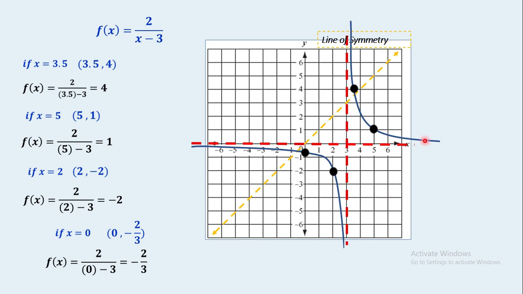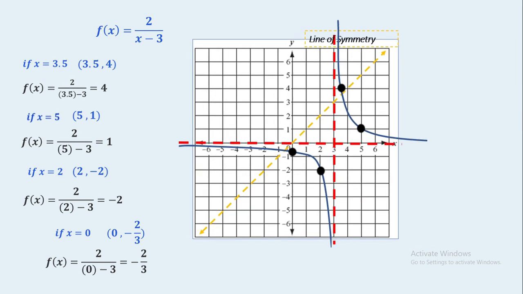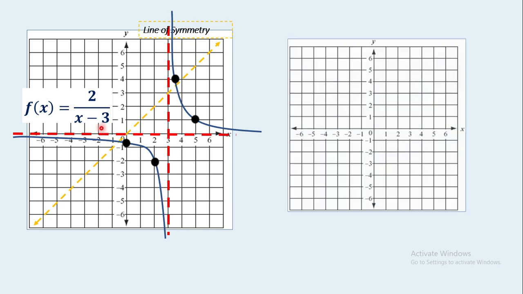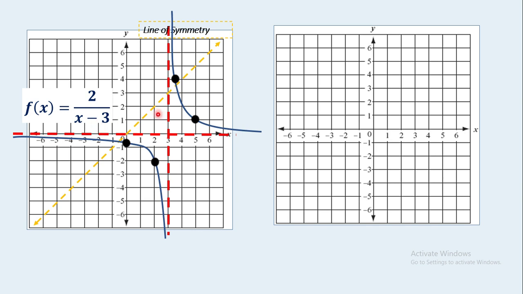Now, how about if we are going to draw the graph of the inverse of this function? Say, for example, again, this is our graph for f of x equals 2 over x minus 3. If we are going to draw the graph of the inverse of this function, what we are going to do first is, again, indicate the line of symmetry. Afterwards, we indicate the vertical and horizontal asymptote of the inverse function.